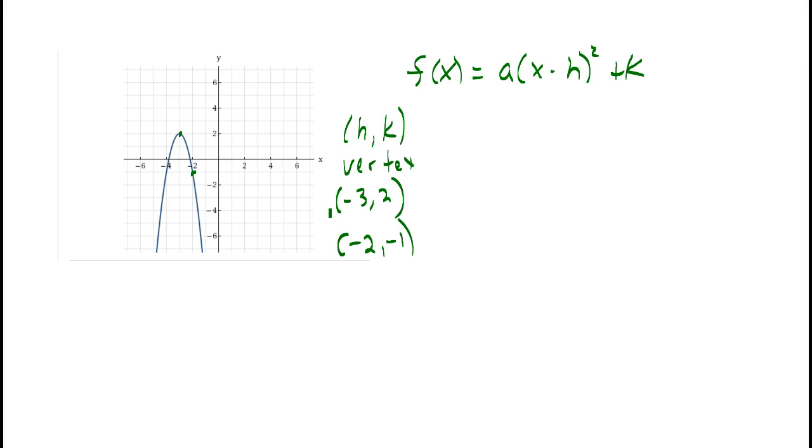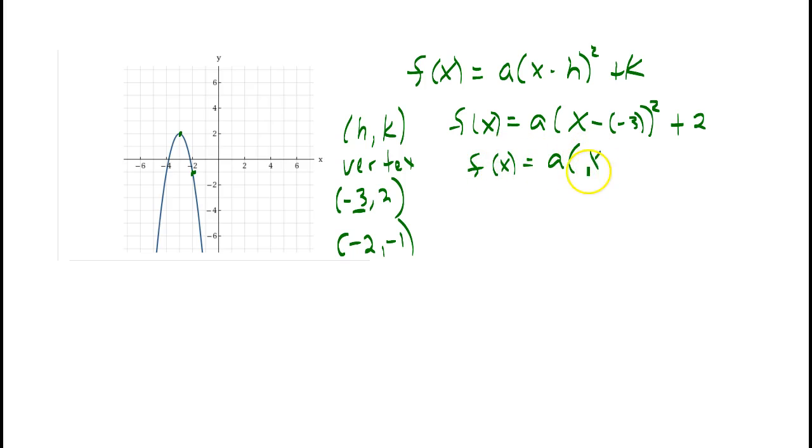So I know the vertex, so I'm going to plug in my h and k. My h is the -3, and my k is 2. Let's simplify. That's going to be a times (x plus 3) squared plus 2.